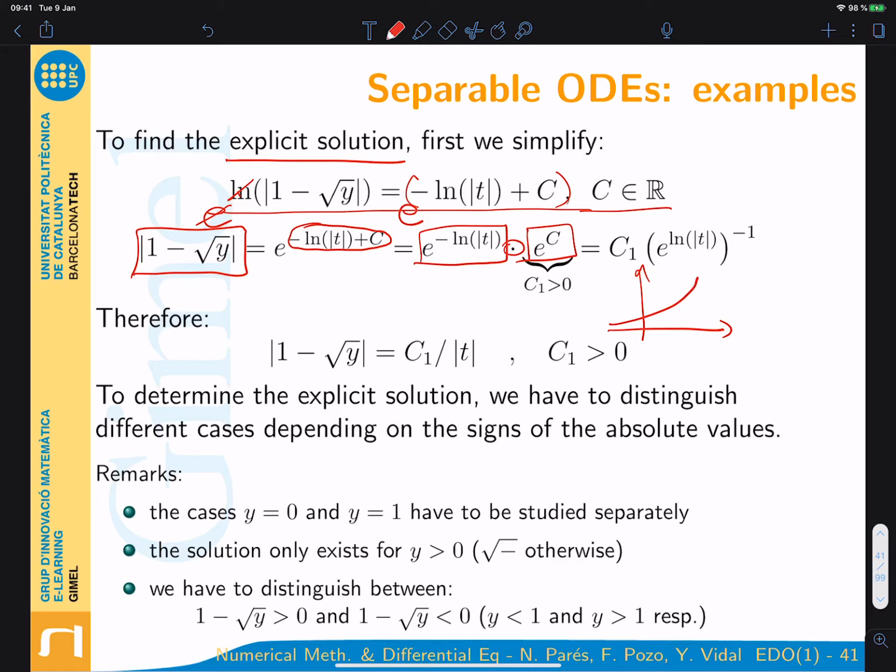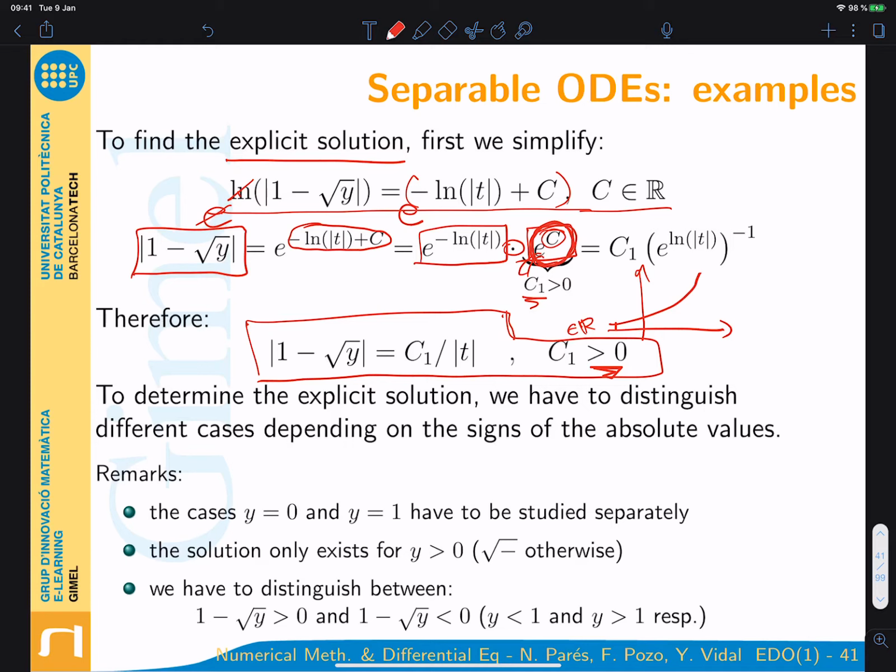The exponential function is always positive. Whatever the sign of c, even if it's a negative c, the exponential of c is going to be positive. So we decide to rewrite the exponential of c as another constant called c1, but it is very important to note that it's always positive. So c1 is any real number, but it must be positive.